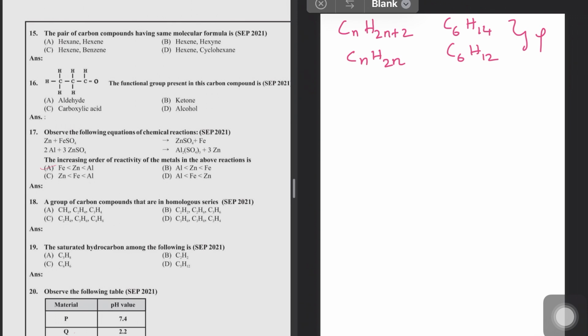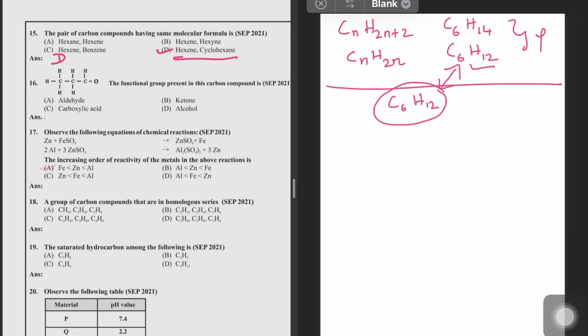Since we have to save our time while solving MCQs, it is very easy to observe here hexene and cyclohexane, which we did in the previous questions. For hexene, it is CnH2n, C6H12. For cyclohexane also it is C6H12, along with the structural formula discussed in the previous question. You can check. So the correct answer is hexene and cyclohexane. We should be smart enough to check where to invest our time to cross-check the options.